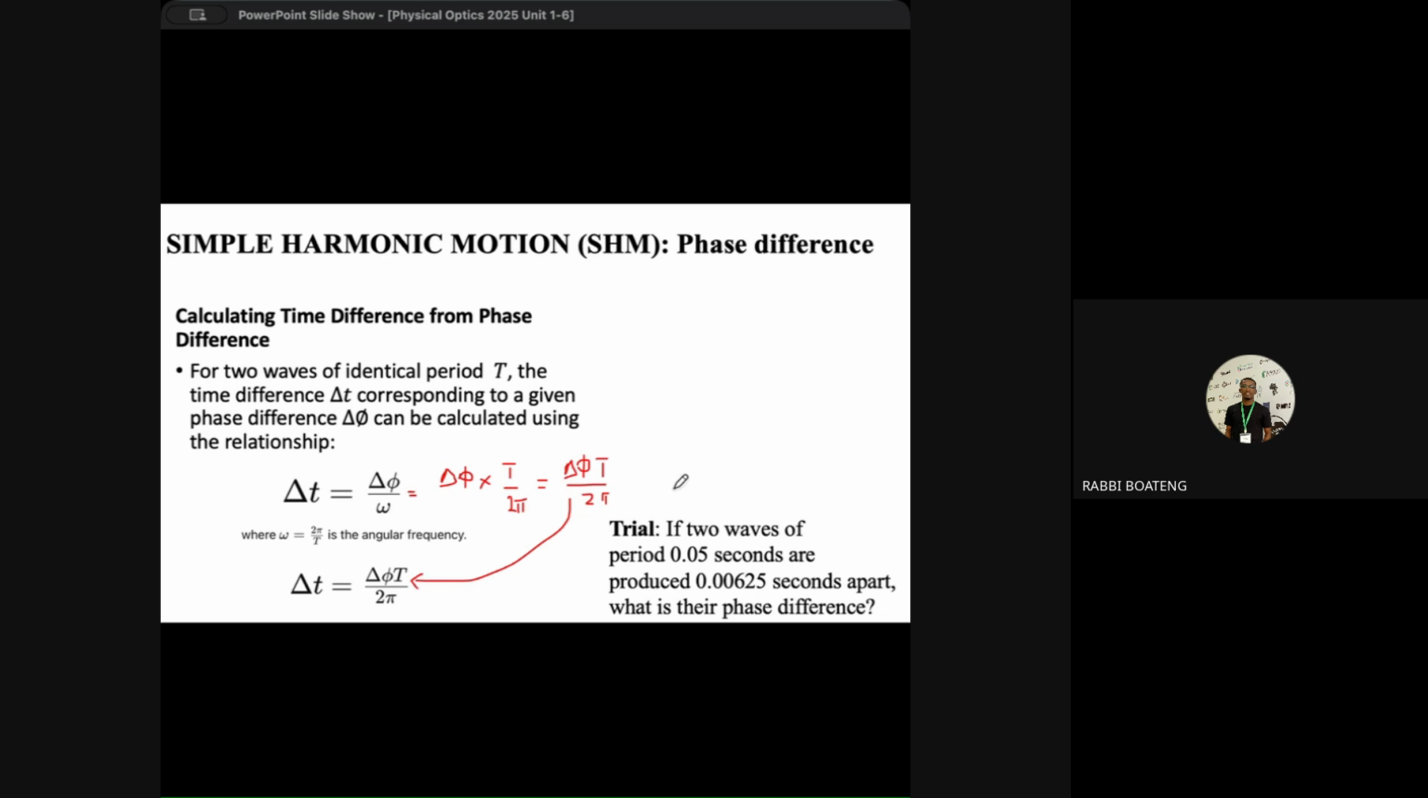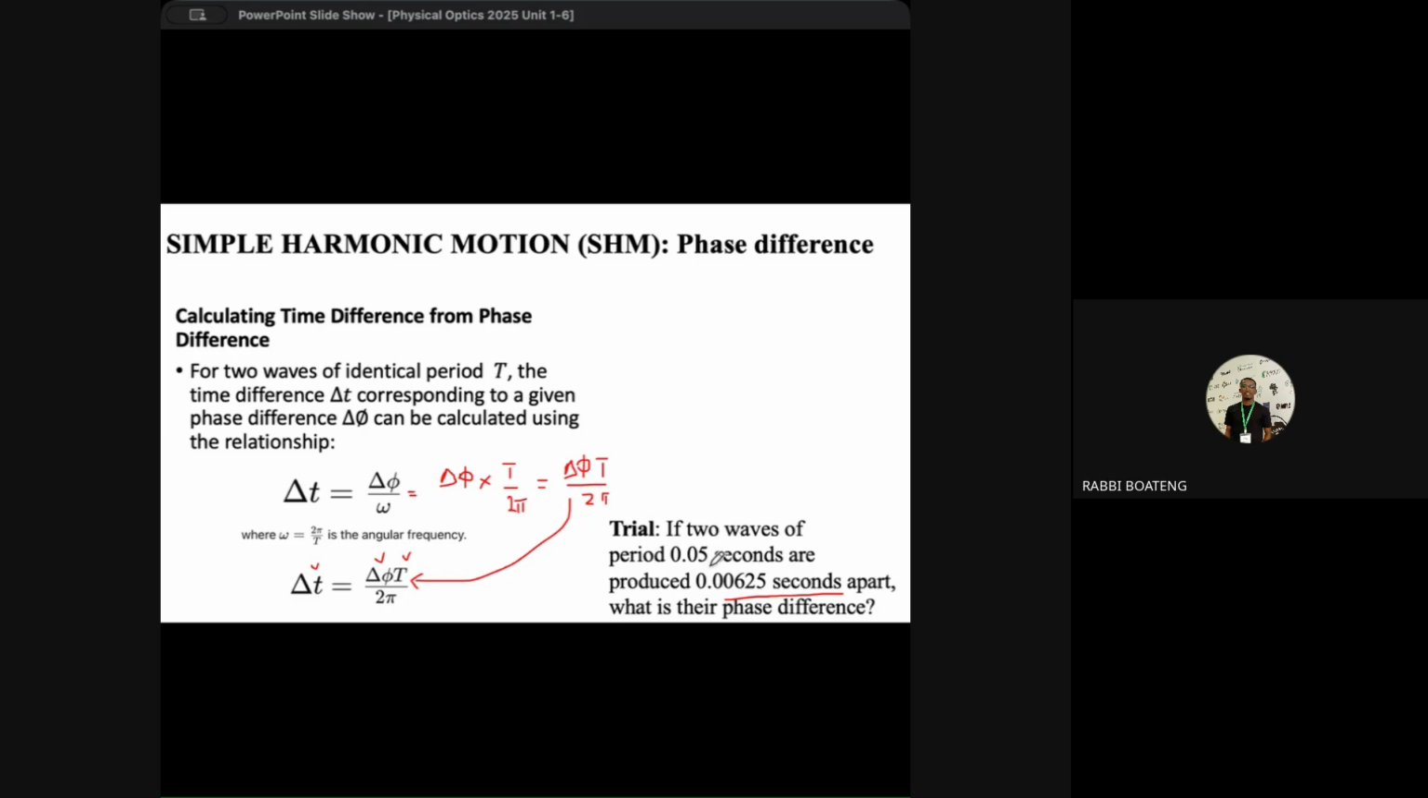Perfect. Now, anytime I am given the period and the change in phase, I can find the change in time. Or anytime I'm given the change in time and the change in phase, of course, I can find the period too. And vice versa. So there's a question here that I want us to try. In this question, we are looking at the phase difference. We want to calculate the phase difference.